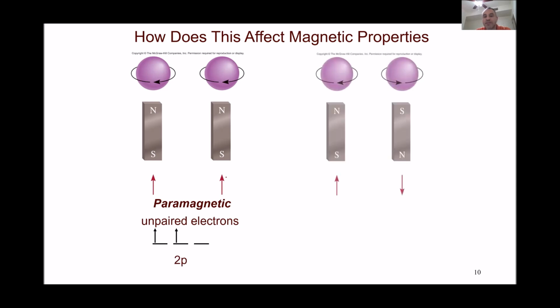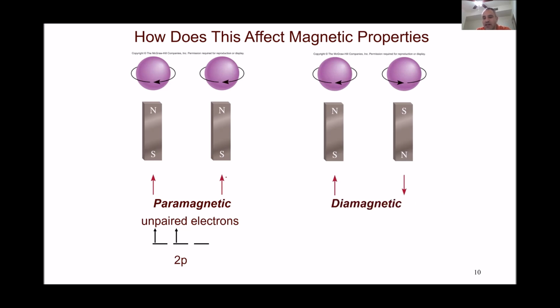In comparison to the other situation, if you have all your electrons in the orbitals paired up, they are basically going to cancel out each other and result in what is called a diamagnetic substance that does not have a magnetic moment at all. So that's the situation if all your electrons are paired up in the orbitals.